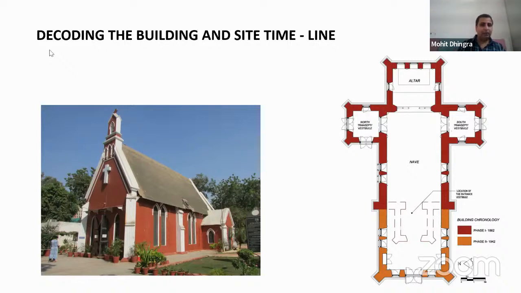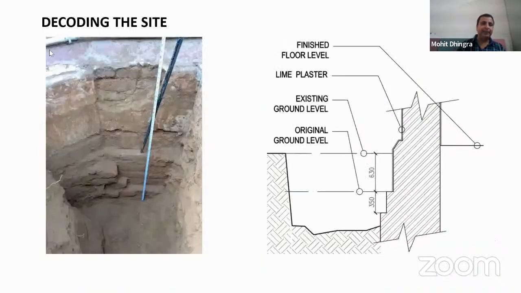So coming back to our forensic by design approach, it starts with understanding and decoding of the site. You dig up the site, you understand what the original ground level was, you come to the existing ground level, and that's how you go deep beyond the event of what the building originally was. This is how you start with decoding a site.